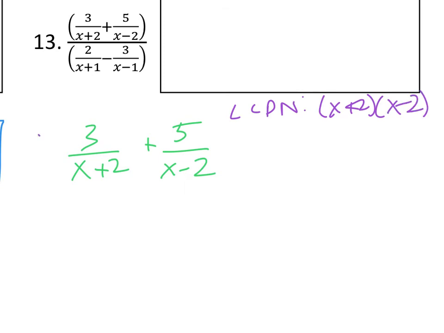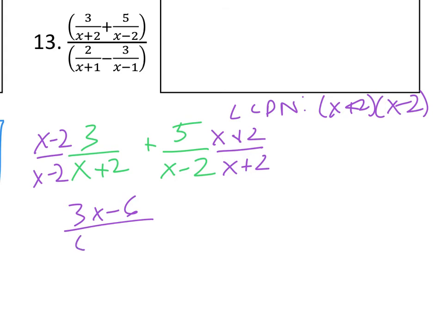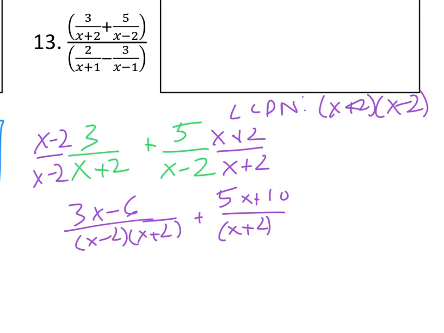So LCDN, for least common denominator of the numerator, x plus 2 times x minus 2. So each of these, again, gets multiplied by what it's missing from that common denominator. And so we end up with a 3x minus 6 over that common denominator, and a 5x plus 10 over that common denominator. And so we end up combining those like terms. We get 8x plus 4 over that common denominator.